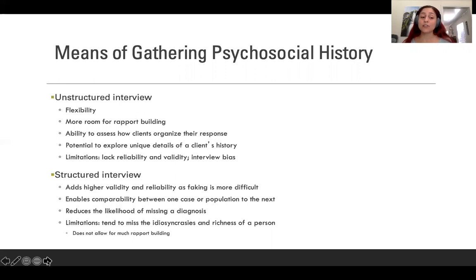So the alternative is a structured interview. There are some different structured interviews. Some are longer, some are shorter, but these basically provide you with a script or an interview list of questions, if you will, that guides the interview and tells you exactly what to say and which follow-up questions to ask if necessary. So these, of course, are more reliable, more valid. They reduce the likelihood of making an inaccurate diagnosis or missing a diagnosis. And they're going to be consistent across every client that you see, so that reduces some of the bias.